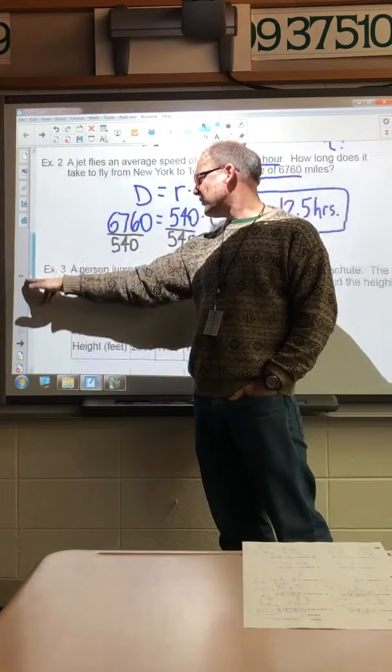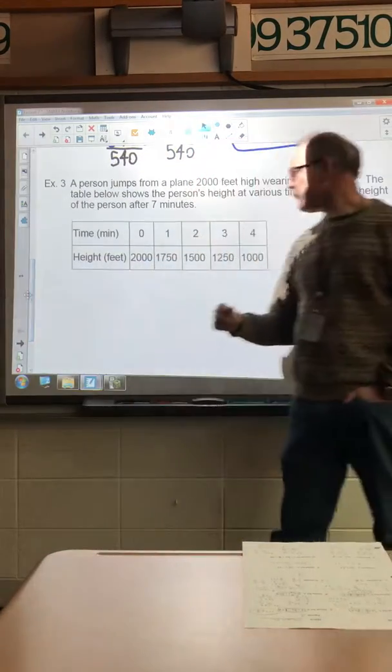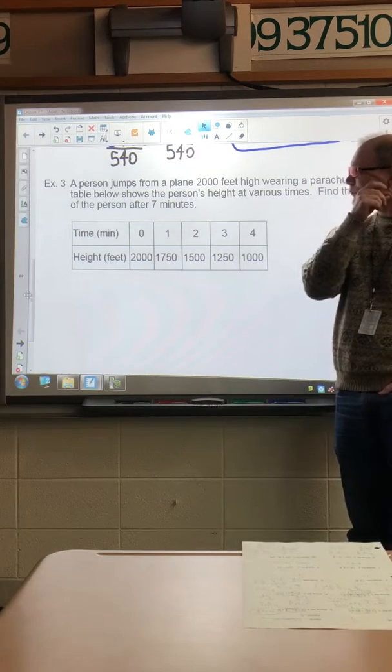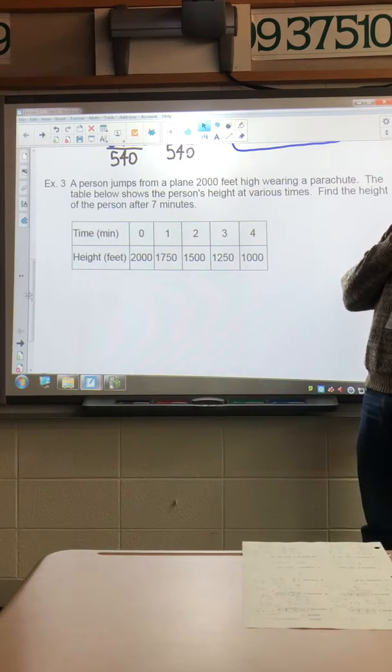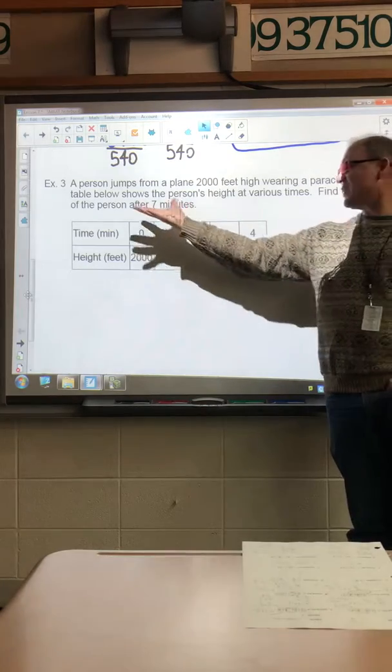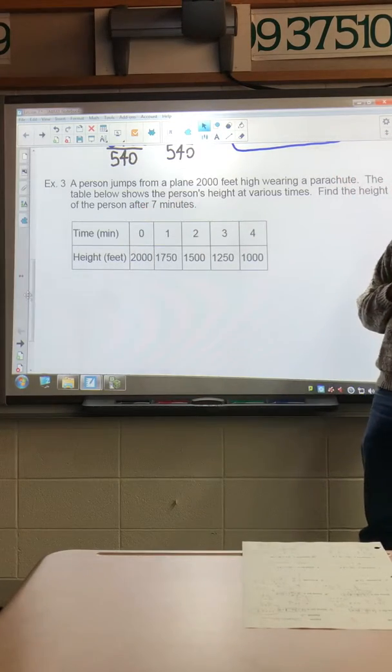All right, so that's distance equals rate times time. These last couple will be a little different. A person jumps from a plane 2,000 feet high wearing a parachute. The table below shows the person's height at various times. Find the height of the person after 7 minutes.